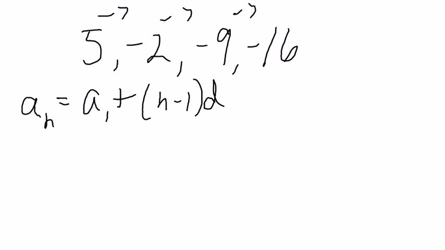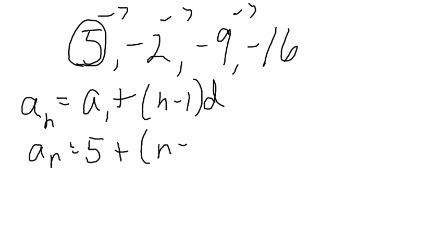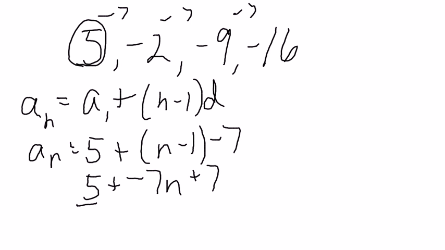Okay, so we just put in that. What's our a sub 1? It's the first term, 5, plus n minus 1 times our common difference, which is minus 7. So now we can multiply out and add like terms. So positive 5 plus negative 7 times n is negative 7n, negative 7 times negative 1 is positive 7. So we can combine those two together to give us negative 7n plus 12. So a sub n is negative 7n plus 12. And once we have that, we can find the 50th term.